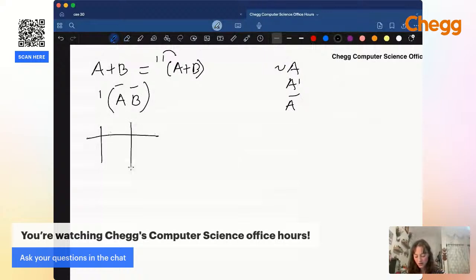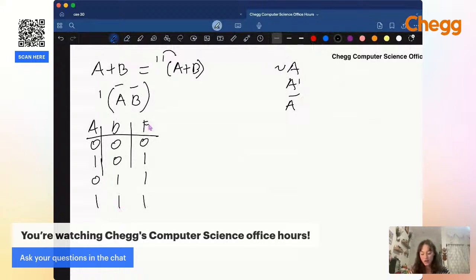And I can just prove that really fast. If A and B are 0, NOT A and NOT B is going to be 1, and NOT that is 0. If A is 1 and B is 0, that's going to evaluate to 0, and NOT that is 1. Same thing here. And then NOT A, NOT B ANDed together is going to be 0, and NOT that is 1. So that proved that these 2 equations are equivalent.